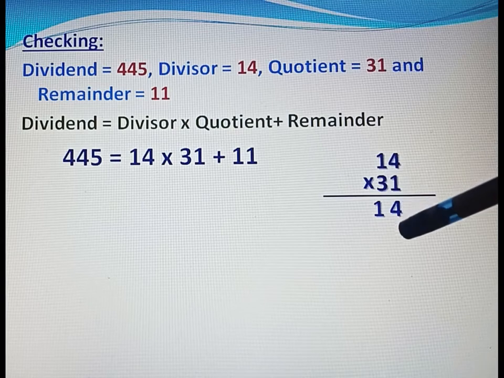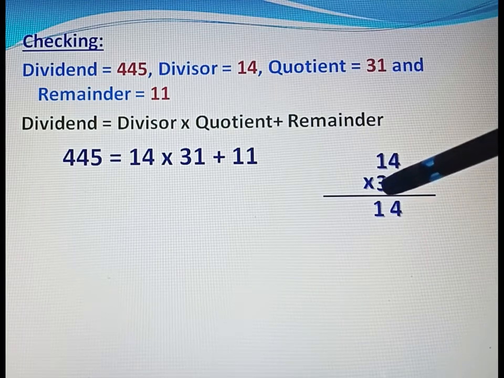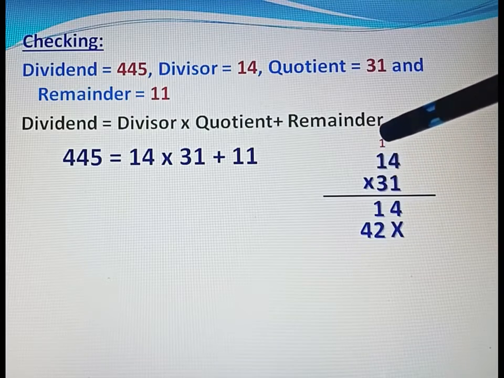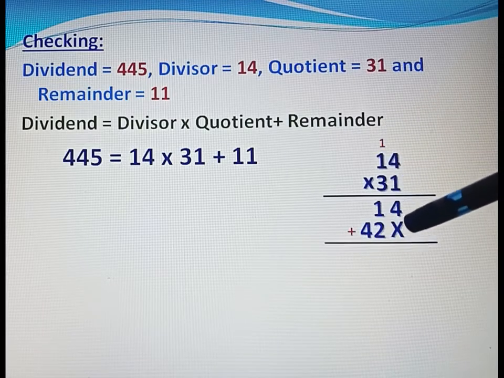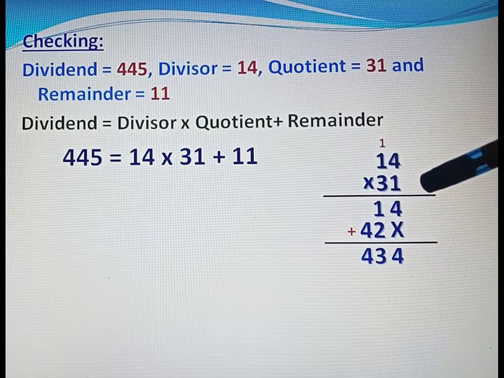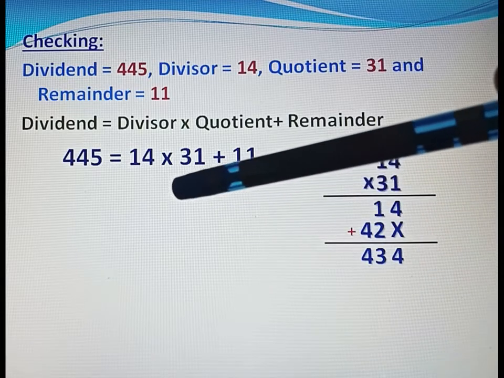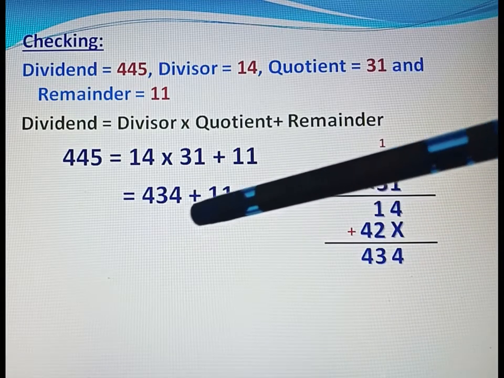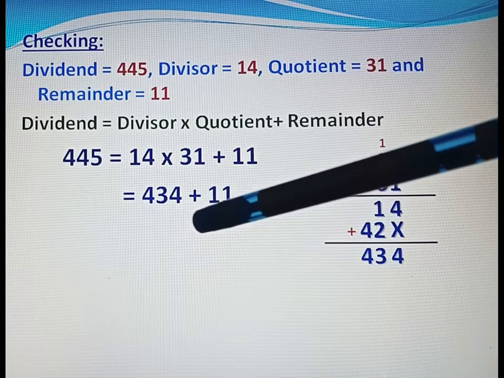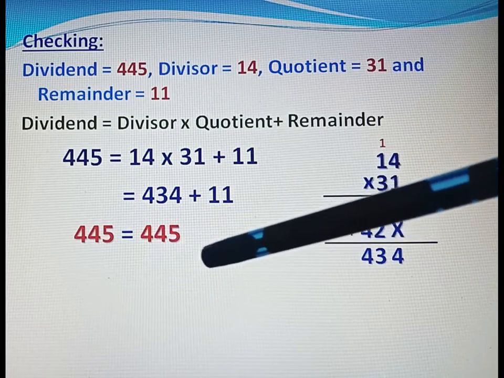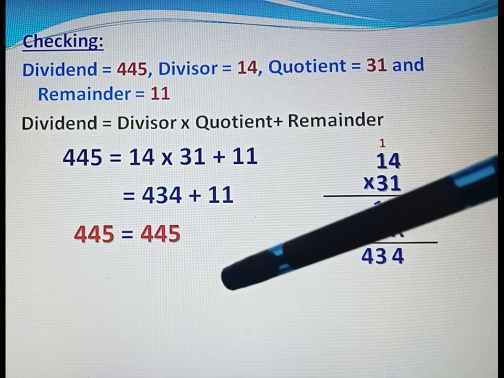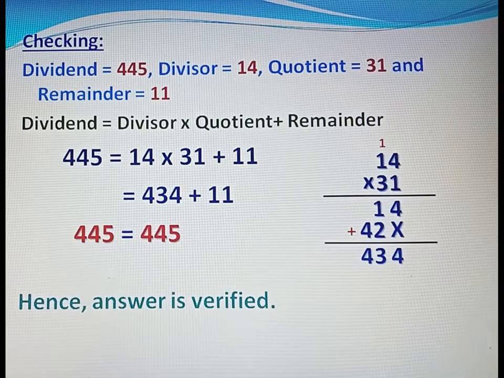This 3 is on tens place, so we will put 1 cross or 1 0 here, and then we will multiply 3. 3 4s are 12, 2 and 1 carry, 3 1s are 3 plus 1, 4, and then we will do addition. 4 1 plus 2 3, 4 as it is. 14 multiply 31 equal 434, right? 434 plus 11, and then we will do addition. 434 plus 11 equal 445, and dividend equal 445. Both are equal, hence answer is verified.